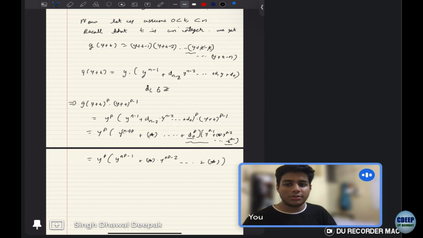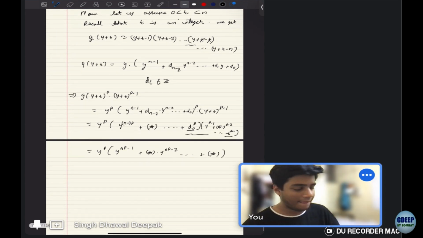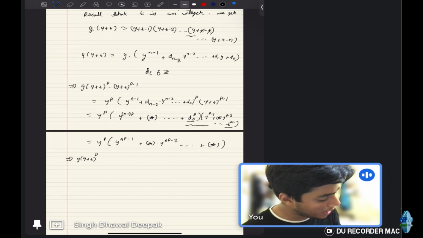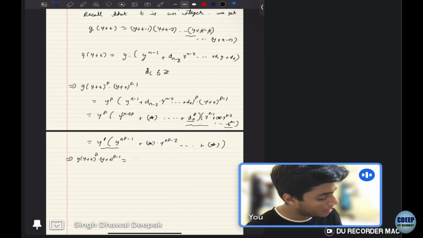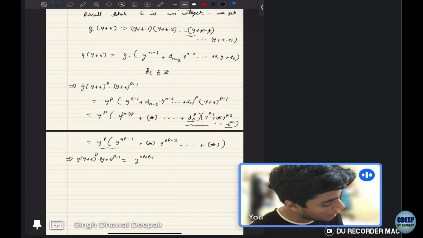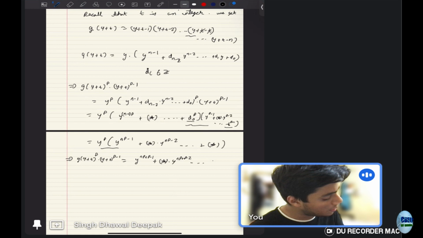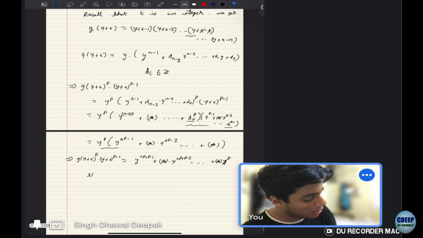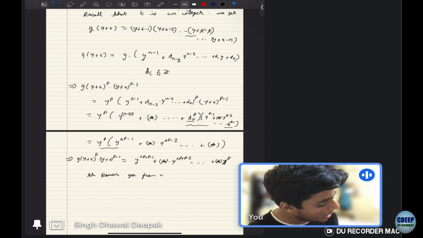Okay. So therefore, we can write g of y plus t raised to p times y plus t raised to p minus 1. Again, we will just multiply with this y also. We will get y raised to np plus p minus 1 plus star times y raised to np plus p minus 2 all the way up to star times y raised to p. An important observation to make here is that the powers go from y raised to p to y raised to np plus p minus 1.